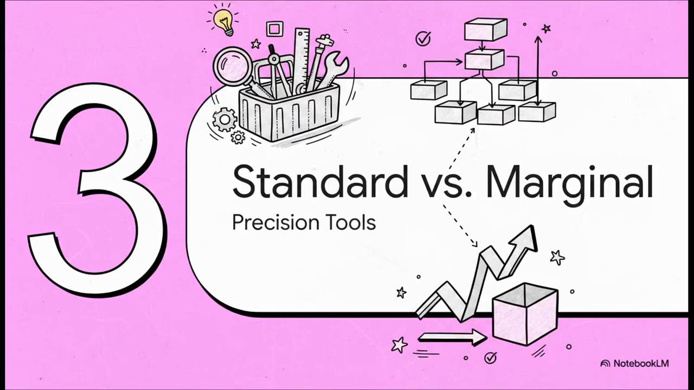Okay, now that we've got our materials sorted, let's get to the really cool stuff, the precision instruments in our toolbox. We're going to compare two of the most powerful methods in cost accounting, standard costing and marginal costing. And look, these are not interchangeable. They are very distinct tools designed for completely different but equally critical jobs a manager has to do.